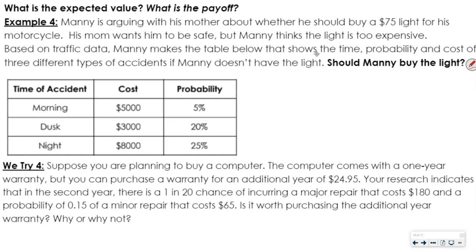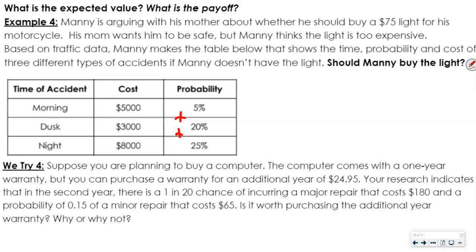Okay, so first thing I want you to notice, when you add these up, they don't add up to 100%. Why? Because there's a 0 probability of him basically getting in an accident during the day due to not having a light, okay? So that's why if you add these up, you get 50%, right?